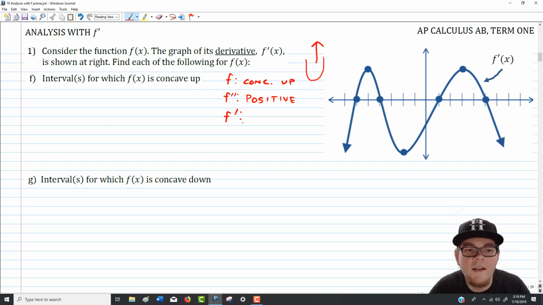But the tool we're provided is f prime. So as of right now, talking about f and f double prime, things we don't have, is a little bit like giving you a hammer and then saying the way that you're going to get this screw into the wall is with a power drill.